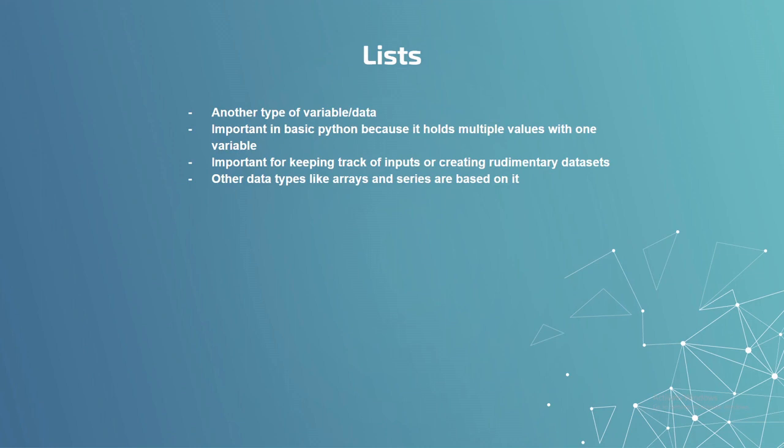Let's quickly go into an in-depth discussion about lists. Lists, like I mentioned before, are another type of variable in data. And they're important in basic Python because they hold multiple values in one variable. Later on in this course, you will learn other types of data, like arrays and series, and they are based on the basic definition of a list. However, in the basics of Python, it is imperative that you learn lists, because they're important for accessing and manipulating multiple values. You can also create rudimentary datasets, and you can also hold multiple values.